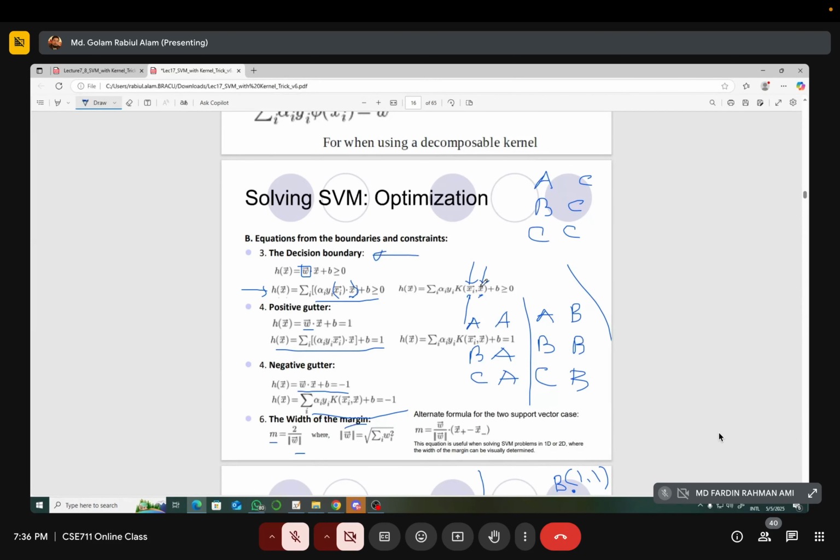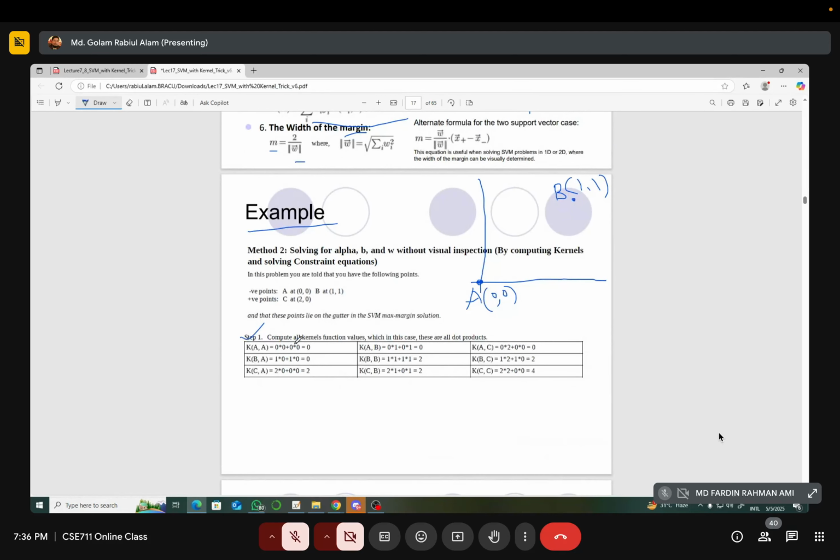Okay, so actually here is the xi dot of x. So this is the dot product of two vectors. Vector A and C, vector B and C, and C and C, like this way. Similarly, vector A and A, vector B and A, C and A, like this way. So at first we can find out the kernel function values here, k a a, then k a b, then k a c, and then k b a, k b b, and k b c, and k c a, k c b, and k c c.